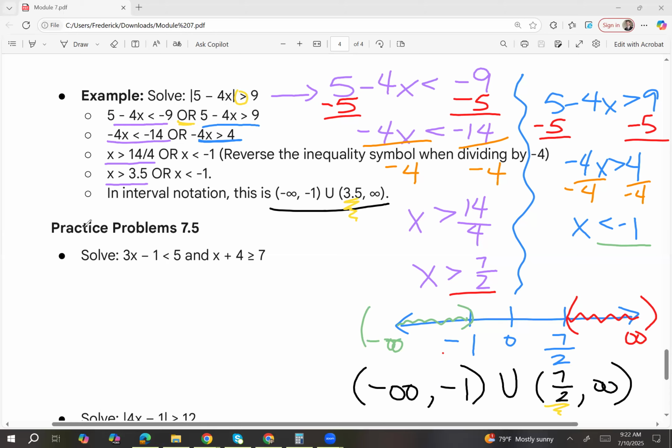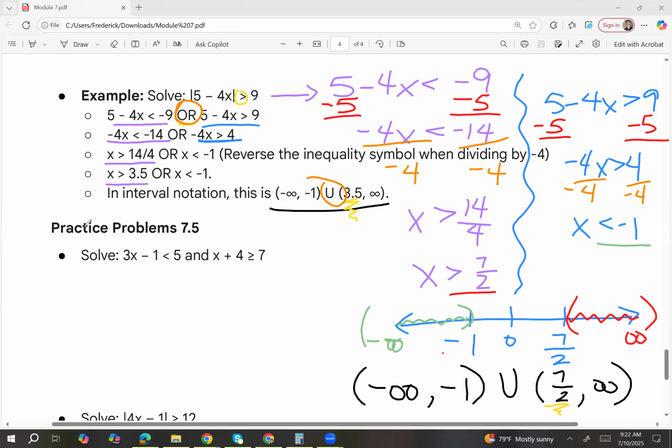So what we've done there is we've taken that absolute value inequality and translated it to compound form. Since it was greater than the initial expression, we think of this as an OR case, and that translates to union in our final expression. So there's our first example.